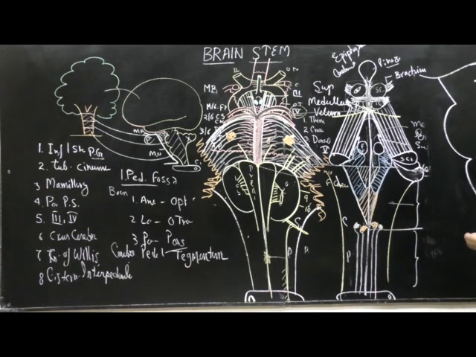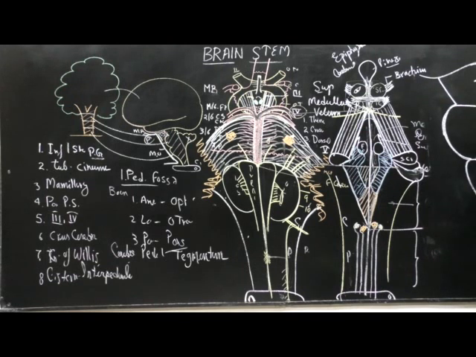So this is the cerebellum, the smallest part of the brain also. Then all the fibers from the pons, the thickest bundle, go to the cerebellum. So they constitute the middle cerebellar peduncle. Then from the medulla, the whole of the inferior cerebellar peduncle also goes to the cerebellum.